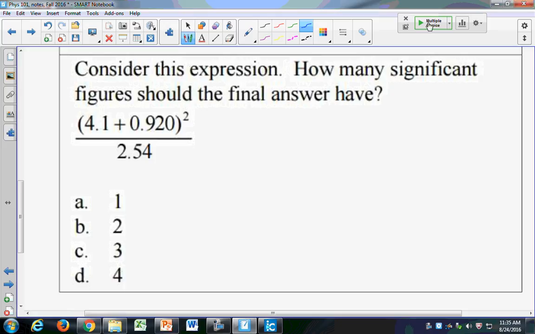How many significant figures should this final answer have? Don't worry about what the answer is, that doesn't really matter. Just how many sig figs should it have? How long do you have? I don't know, another 10 or 15 seconds or so. I'll give you a warning.